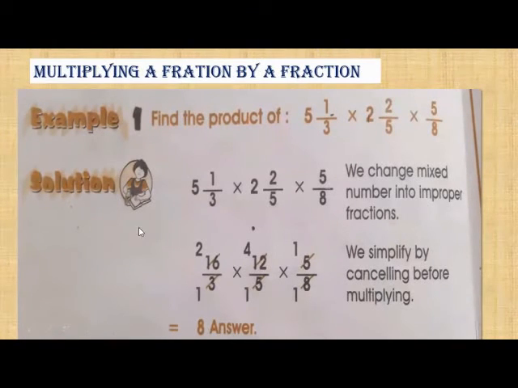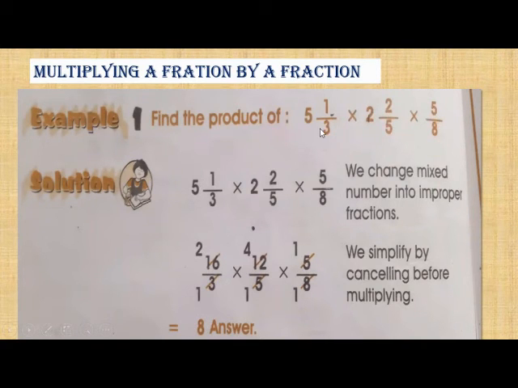Now move to another example, which is multiplying a fraction by a fraction. What is the meaning of multiplying a fraction by a fraction? It means this is a fraction, this is a fraction, this is a fraction. So we are multiplying a fraction by a fraction. Example number 1: find the product of 5 whole 1 upon 3 multiplied by 2 whole 2 upon 5 multiplied by 5 upon 8.